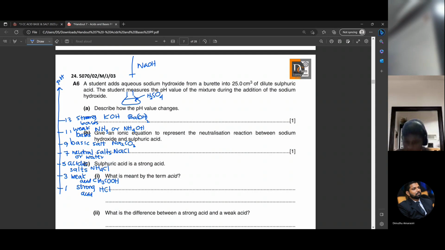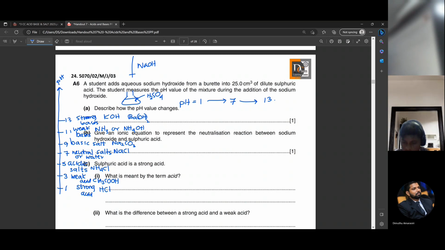You are starting from which pH? Your conical flask has sulfuric acid, so you are starting with pH 1, and then it will go up when sodium hydroxide is added, right? It will undergo neutralization, and pH 1 will go to what? 7, and if you add excess sodium hydroxide, it will go to 13. That's how I can decide, right?